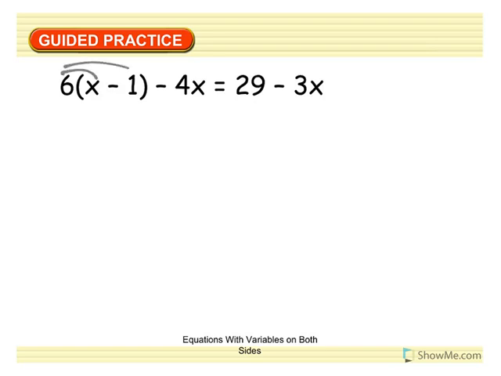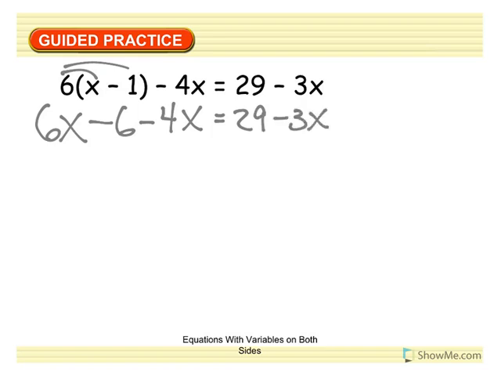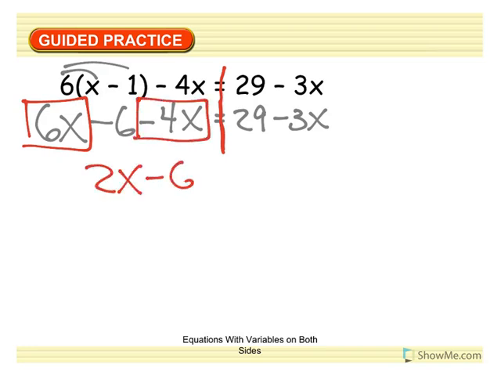So I'm going to distribute my 6. So 6x minus 6 minus 4x equals 29 minus 3x. I'm going to put up my barrier here. So any like terms on the left can be combined, but I can't mix them up with like terms on my right. So I can take the 6x, and I can take the negative 4x, but that's it, right? I'm not going to take anything from the other side because that barrier really is still there.